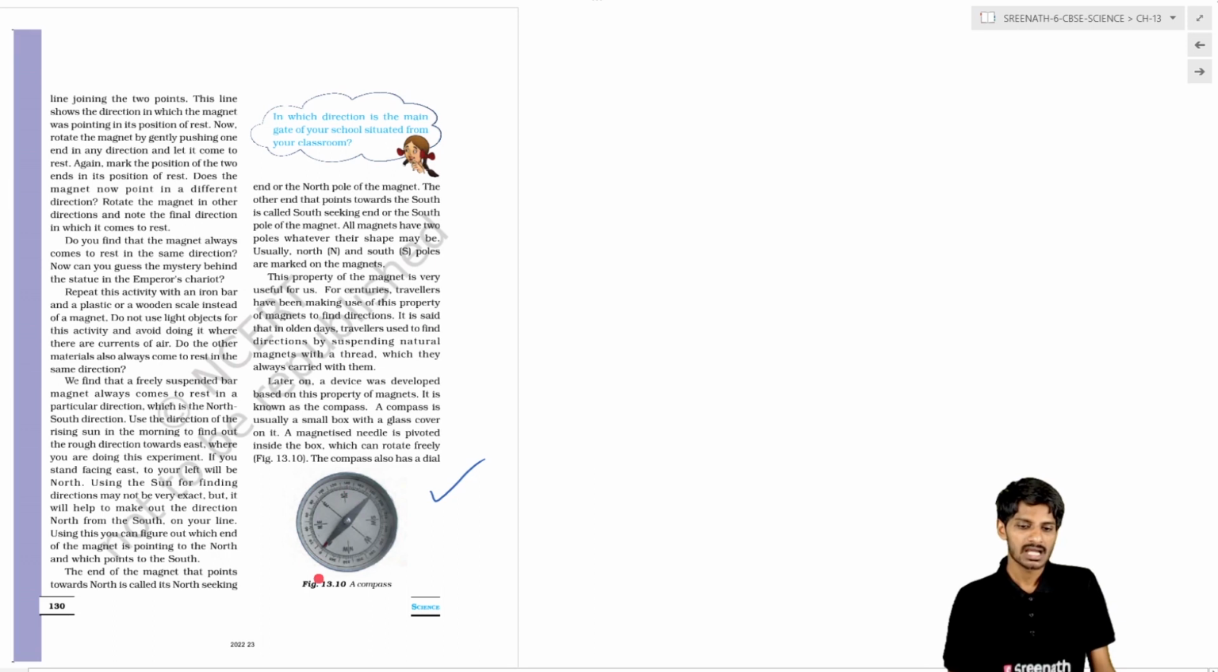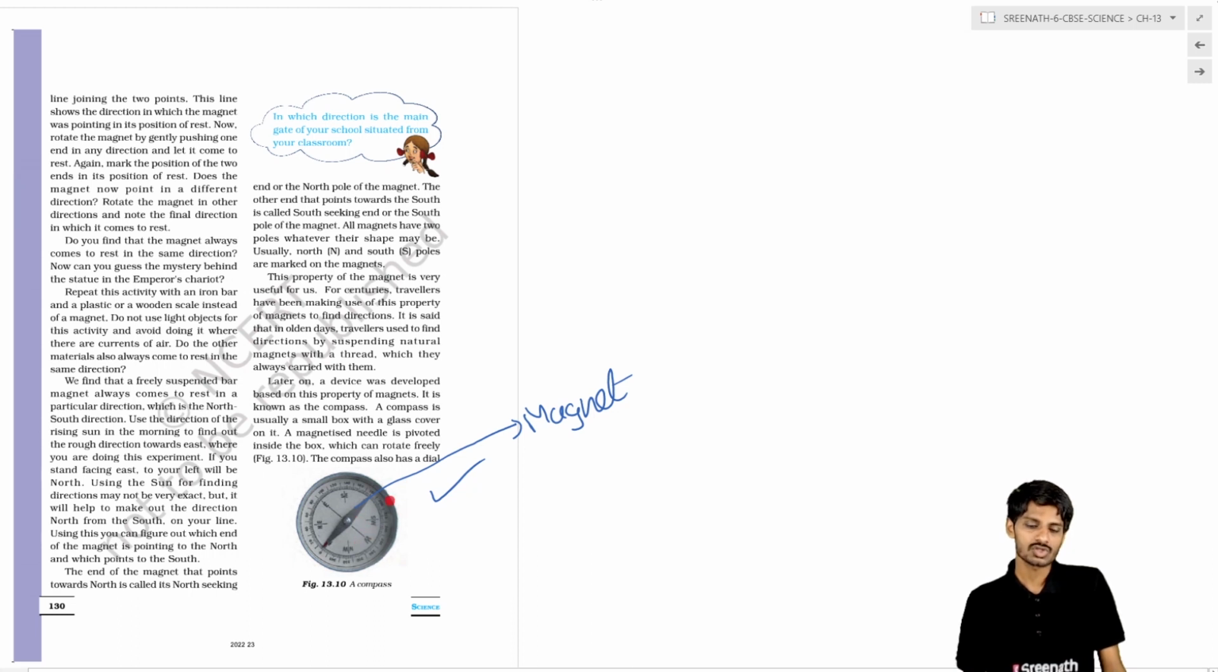Basically a compass has one box with a plastic and glass lid over it, and it has an iron needle, and it is magnetized. This needle works as a magnet. Whatever the place you place it, the needle which acts as a magnet will align in the north south direction. So basically this compass has a dial at the lower part, and there are printed letters for north, south, east, west directions.